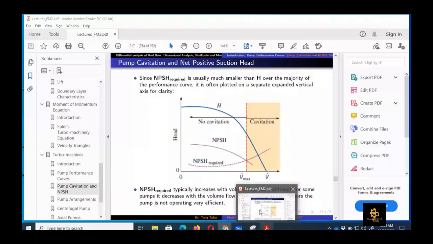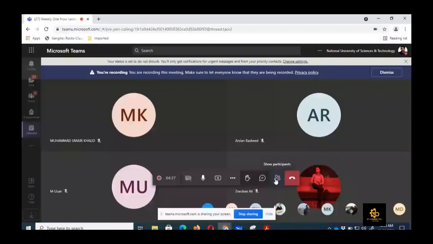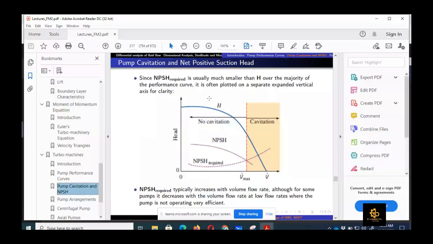Net positive suction head is the net pressure head which is required to be maintained at the suction side of the pump. The suction side of the pump is where we usually get the minimum pressure, because we need that fluid to be sucked into the pump. That's why that is the location where we have the minimum pressure.